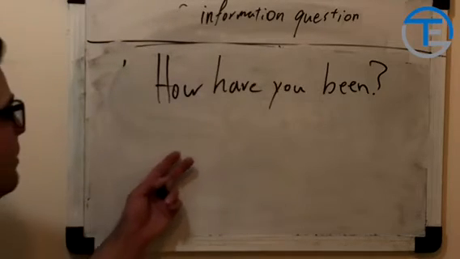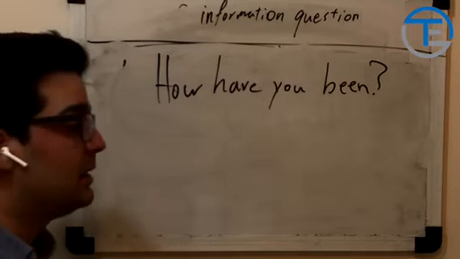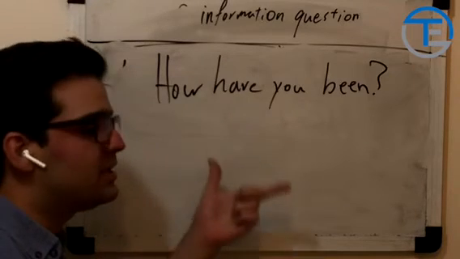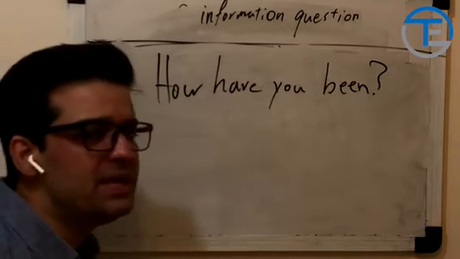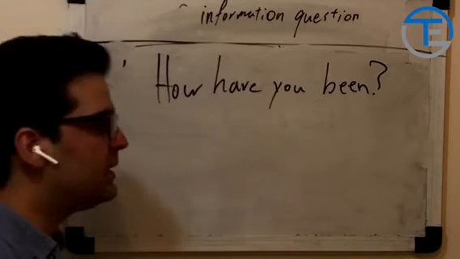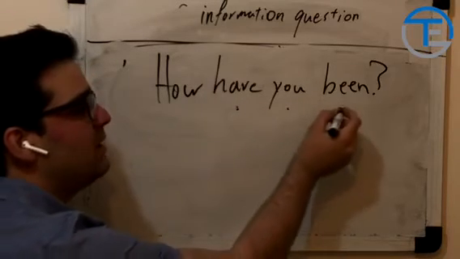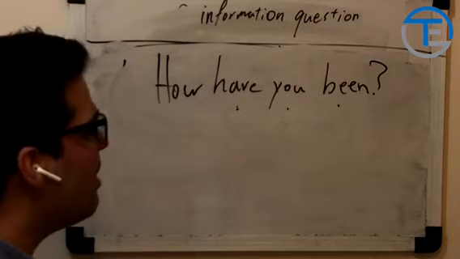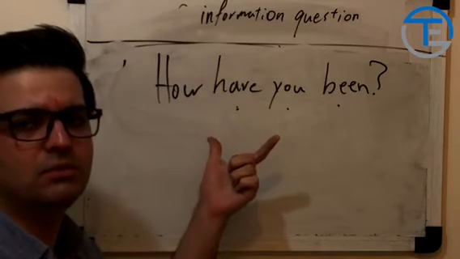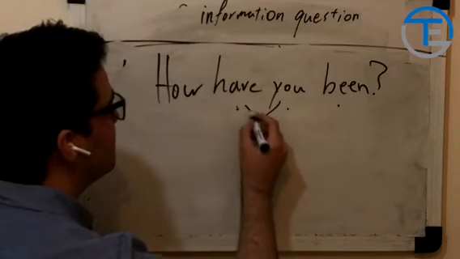When you see this question that is very popular, Americans ask like this, how have you been? How have you been? Here we have subject, here have and past participle. How have you been? What's the meaning of this question? It's like, how are you? How's it going? You can say like this.